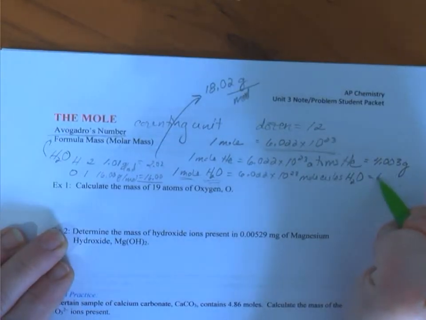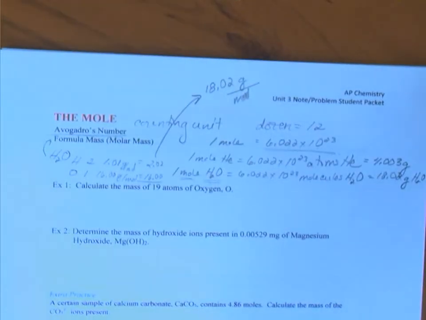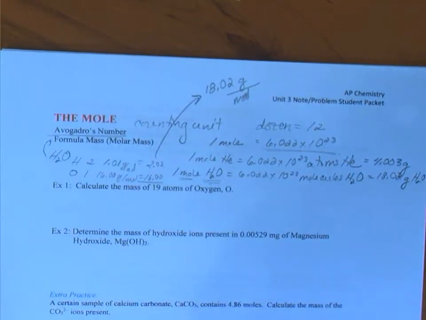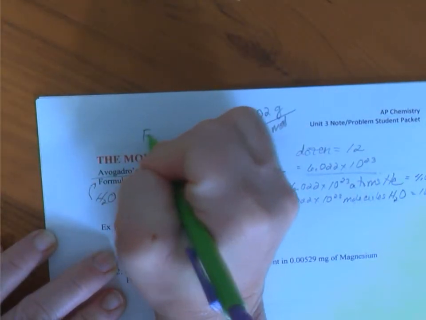And so that's just a reminder of getting formula mass. Please be careful when your formulas contain parentheses. For example, let's do iron(III) carbonate.